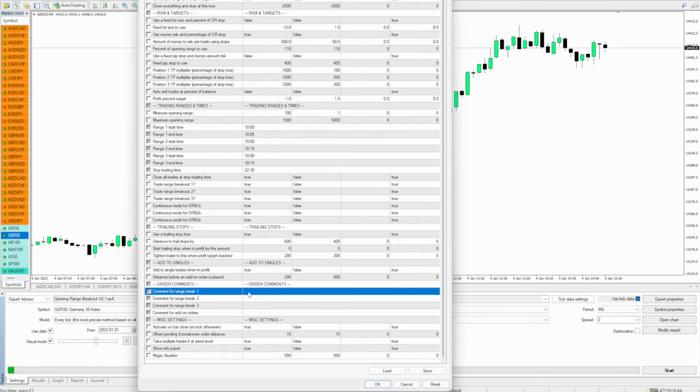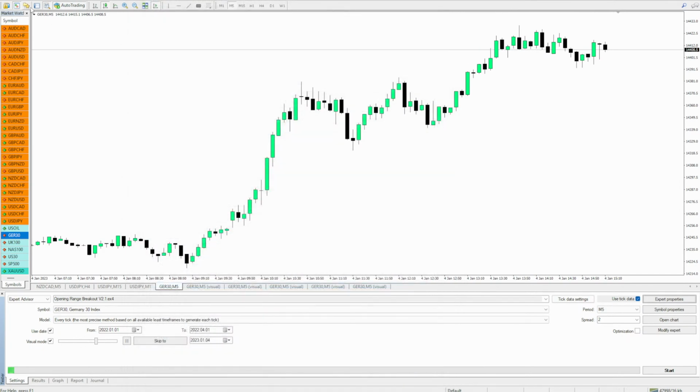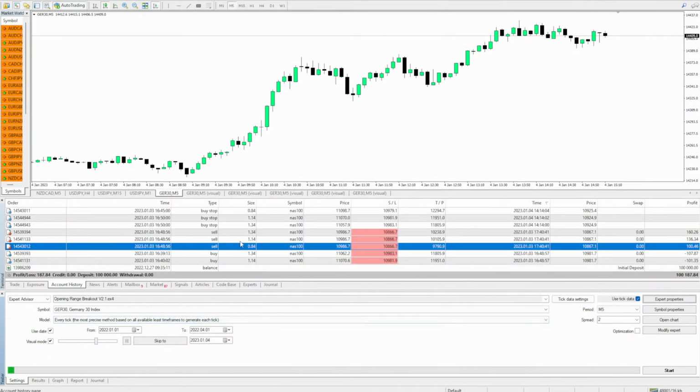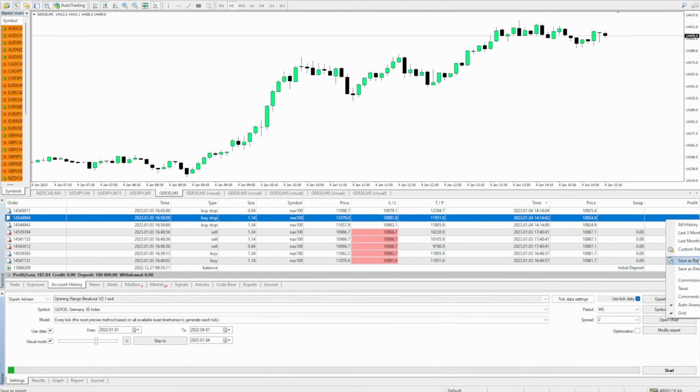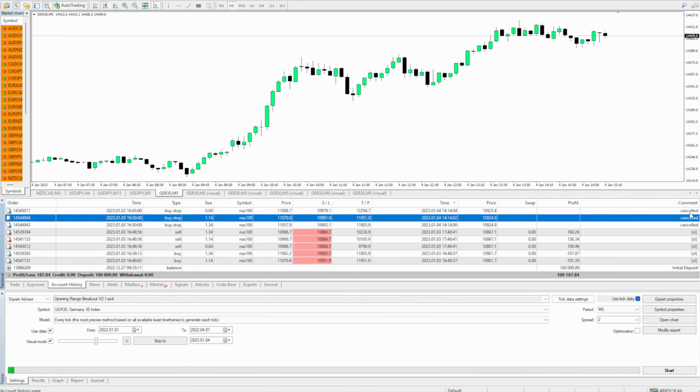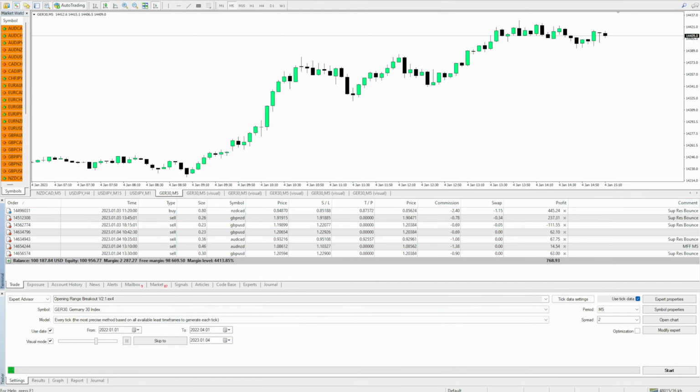Comments, if you want to use the comments, this will basically put comments on your orders. So when you're in trades, I haven't got any trades open. Yes, I have. Comments. So that will put a comment in for you, basically on your trades. There you go. So this one, I'm using another EA at the moment, my market reversal alerts EA. This is the comment, obviously. So that's all that is.